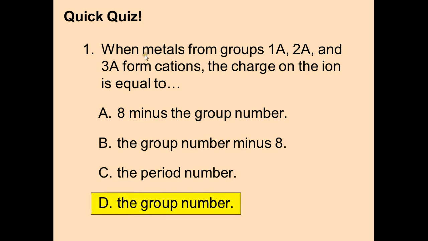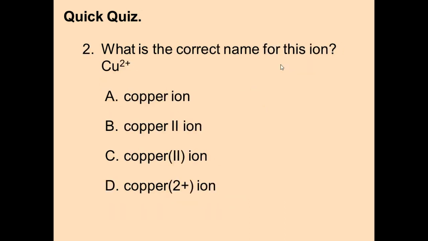You can figure this out because in 1, 2, and 3A, atoms like to lose electrons. If we lose 1 electron, we'll be 1 plus. If we lose 2 electrons, we'll be 2 plus. If we lose 3, we'll be 3 plus. If you did not know that, I'm sure most of you knew this from looking at the periodic table multiple times, that the charge for 1A, 2A, and 3A is the same as the number itself. And so what is the correct name for this ion?